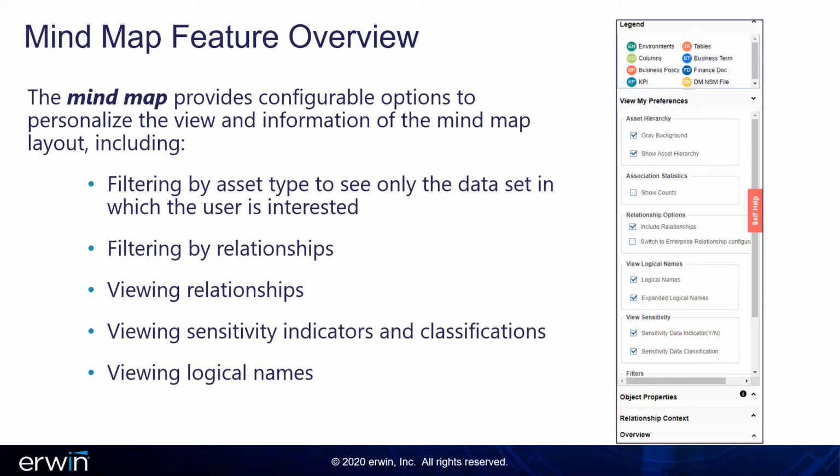The Mind Map provides configurable options to personalize the view and information of the Mind Map layout, including filtering by asset type to see only the data set in which the user is interested, filtering by relationships, viewing sensitivity indicators and classifications, and viewing logical names.